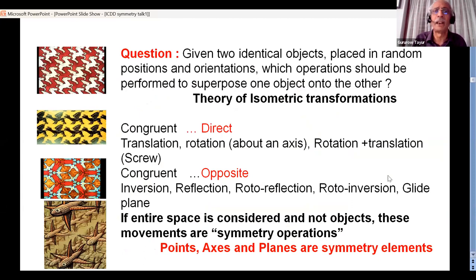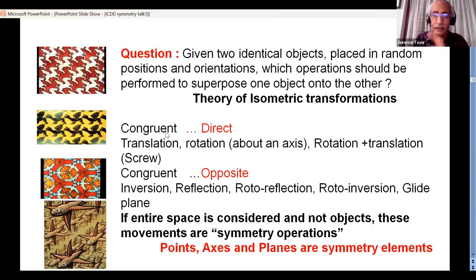Now we ask a question. We already saw the theory of isometric transformations. So what are the operations which will keep direct congruence between two objects and opposite congruence between two objects? The direct congruent operations are translation, rotation about an axis, and rotation plus translation, which is referred to as the screw. We will discuss that as we go along later. So translation, rotation, and rotation plus translation are the direct congruent operations. So the objects now are of direct congruence.